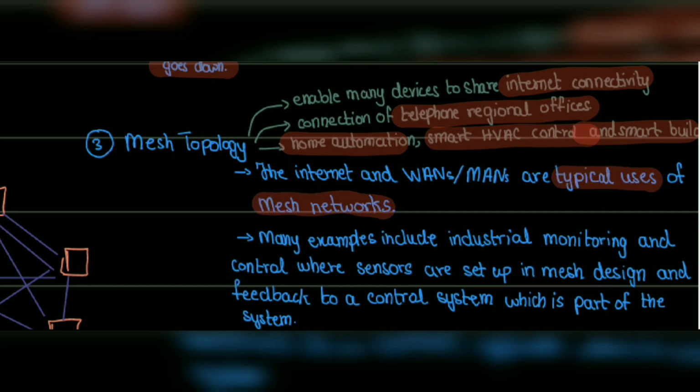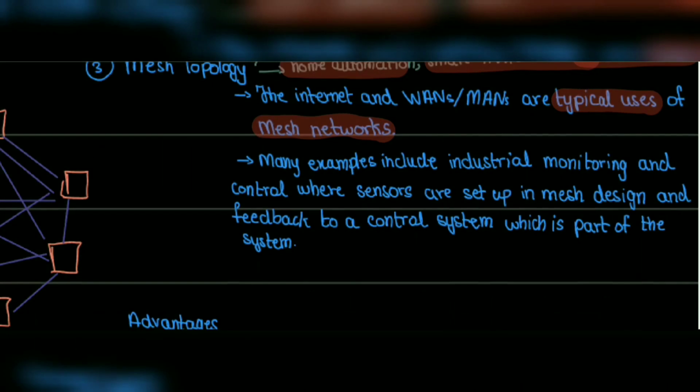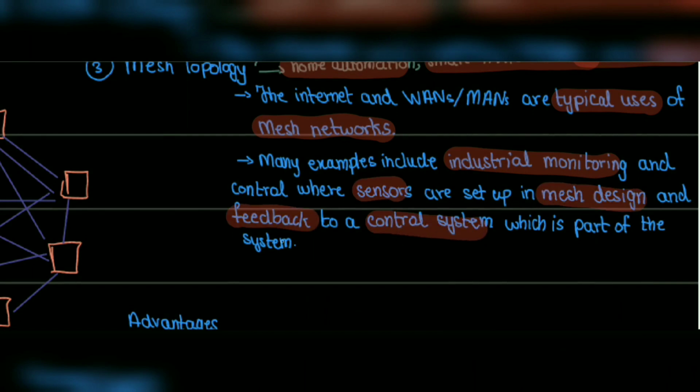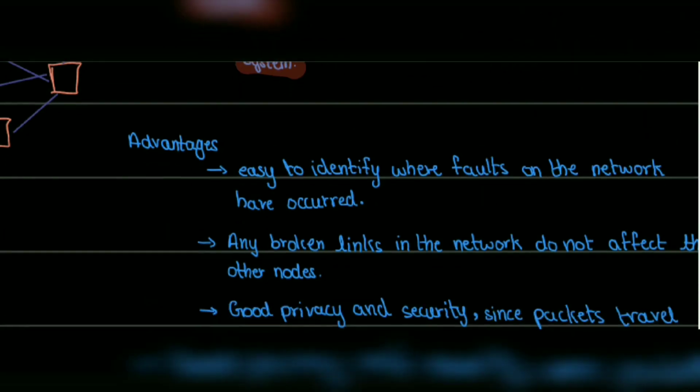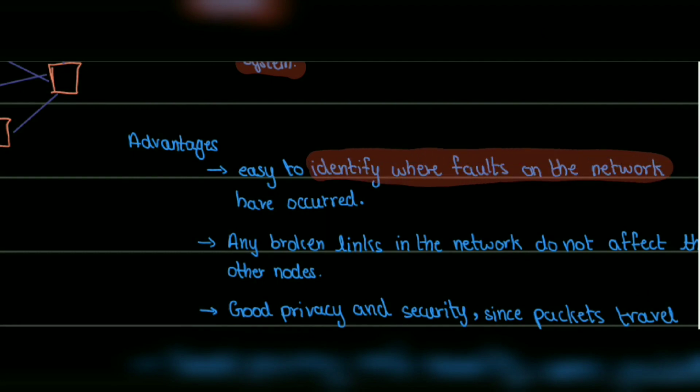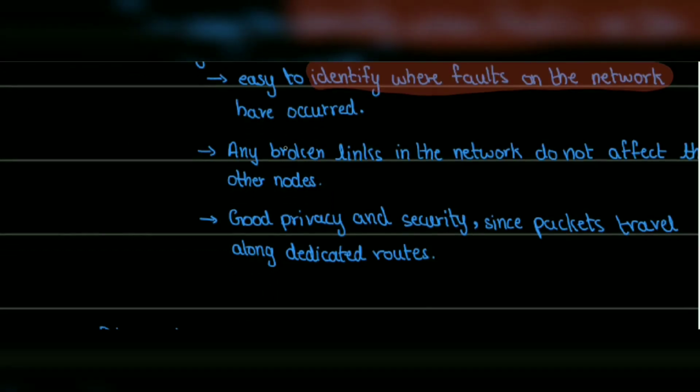So the internet is an example of a mesh topology. Many examples include industrial monitoring, where sensors are set up in a mesh design and feed back to a control system which is part of the system. Advantage: it's easy to identify where faults on the network have occurred. So if there's a problem, we can easily identify it thanks to this topology. Any broken links in the network do not affect the other nodes.